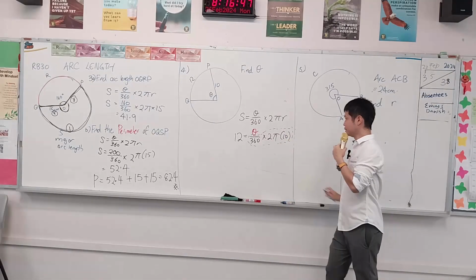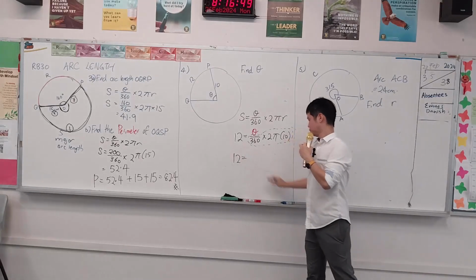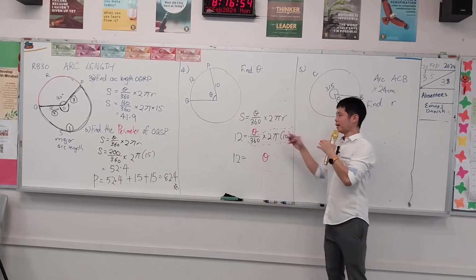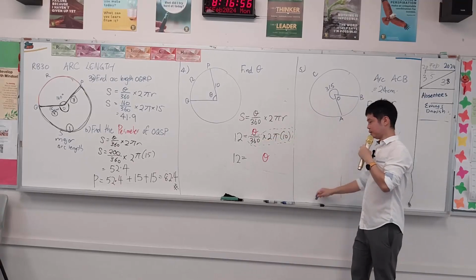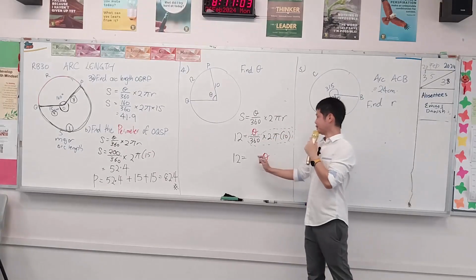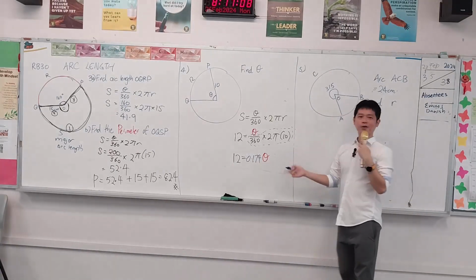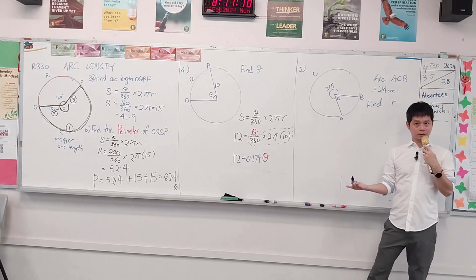Can one of you help me again? What is the blue part? Take the 2 pi 10 divided by 360. How much do you get? 0 point something only, 0 point what? Okay, thank you. Now easy to find theta, right? You learned in set 1 already.